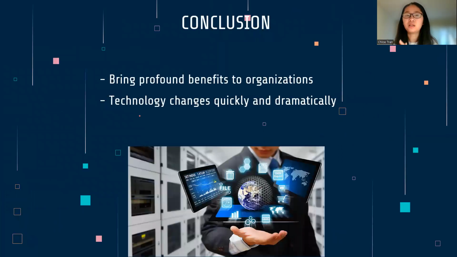So you see that, not only big data, a lot of information technology trends can bring a lot of benefits to organizations, and the boundary of the application of technology is unlimited. However, technology changes very quickly and dramatically, and you don't know which is a trend in the future. So the company needs to think from the business viewpoint to see how they want to drive the business before they implement any trends in information technology within their company.